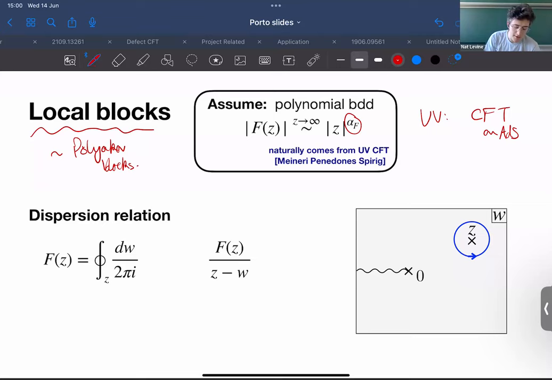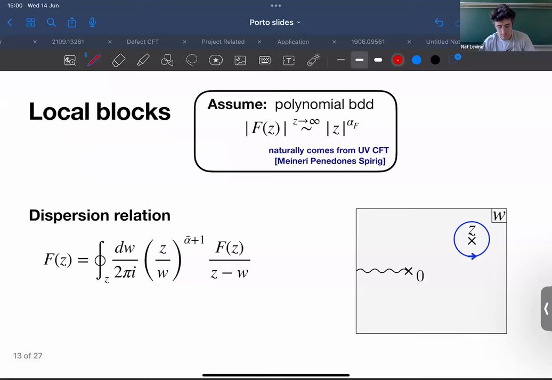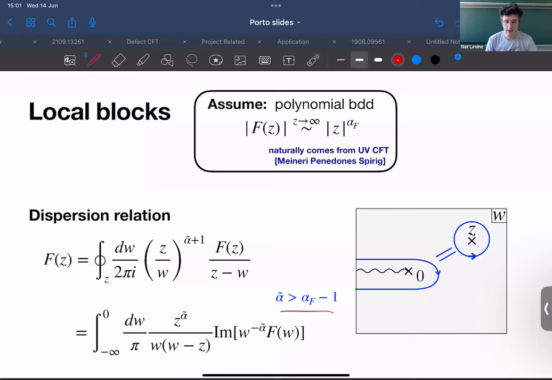So let's write down a dispersion relation for S. We can always express the value of S at some point as a contour integral around that point. And we put F of Z divided by Z minus W. And now, because we want to be able to deform the contour without picking up a pole at infinity, we can add some function here, which should basically have value 1 at z equals w, but we choose it so it has the property that it will kill the large z behavior. So as long as we pick alpha tilde large enough, larger than alpha f minus 1, then we can wrap the contour around infinity and we don't pick up any contribution.